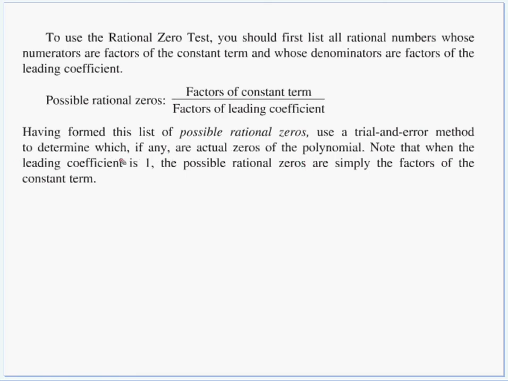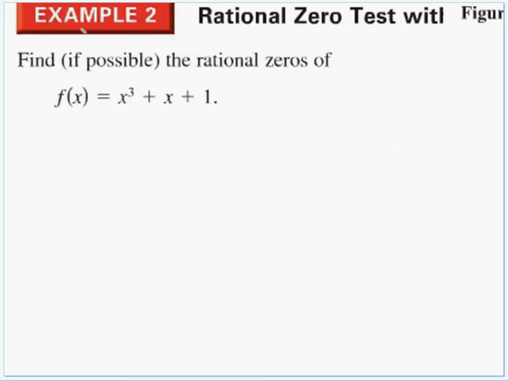Note that when the leading coefficient is 1, the possible rational zeros are simply the factors of the constant. And when they say a trial and error method, a lot of times we'll just use synthetic division. We'll try the rational zeros in the polynomial, but through synthetic division, and be on the lookout for zero remainders.